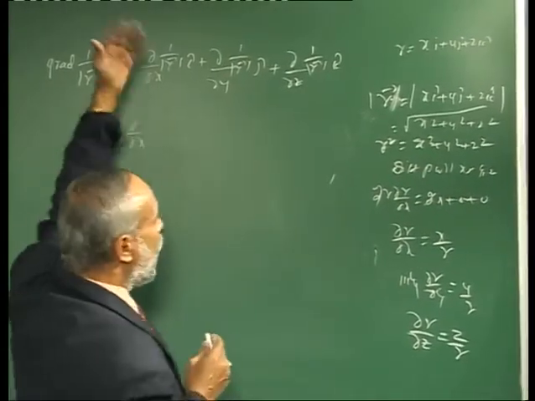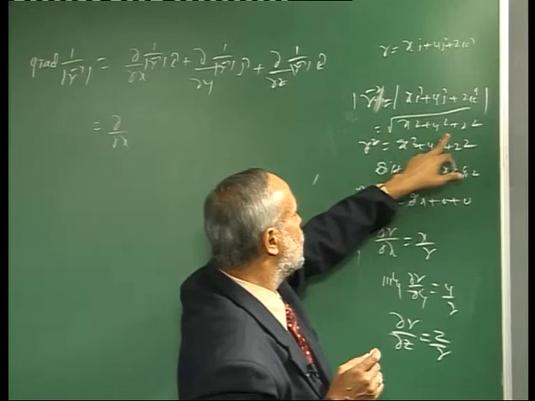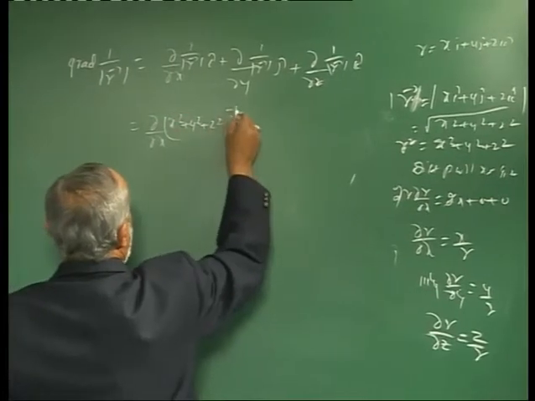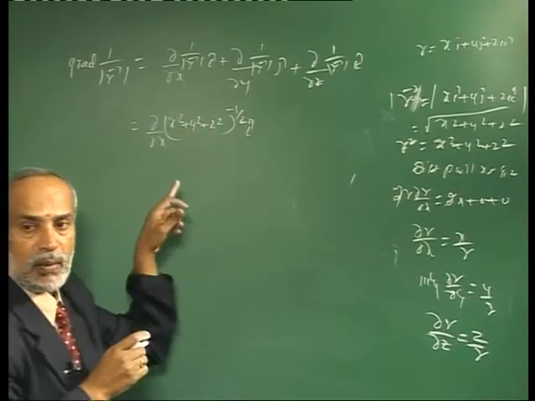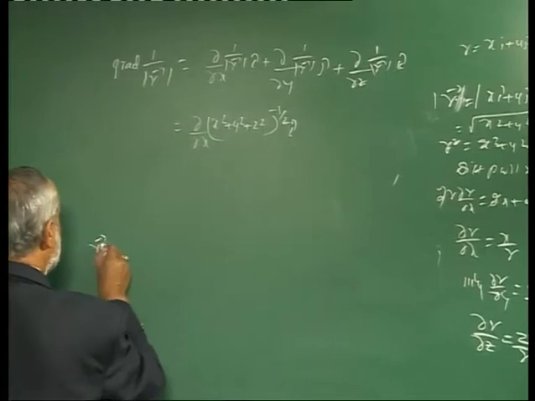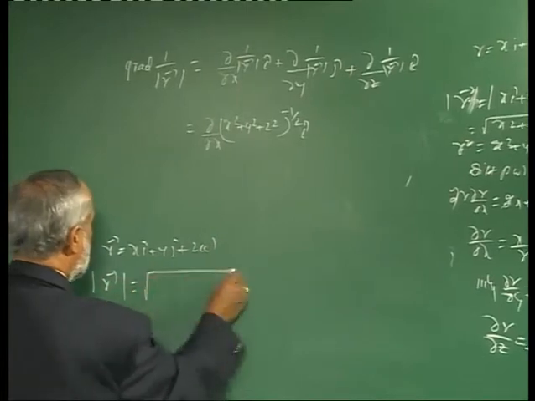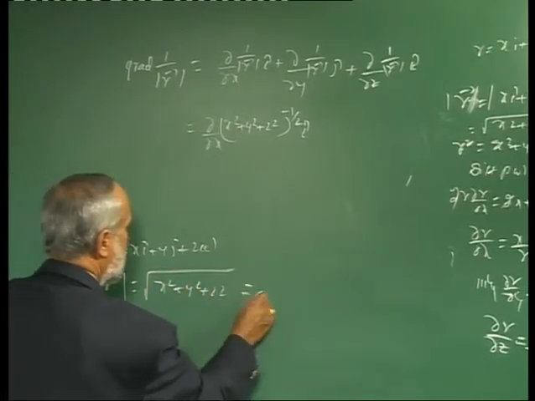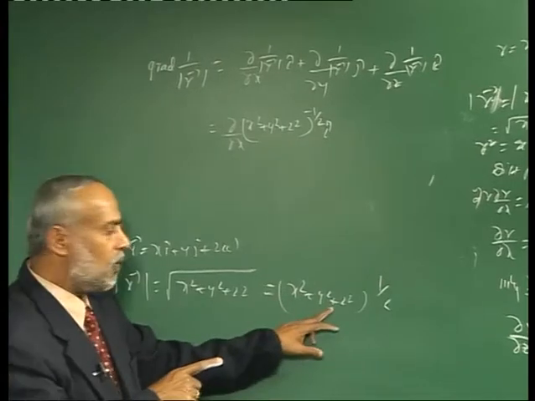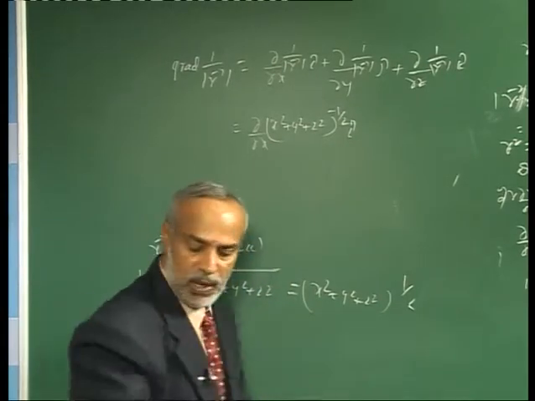You can write 1 by r vector means x square plus y square plus z square whole to the power of minus half, because r vector is given xi vector plus yj vector plus zk vector, means modulus of r vector is square root of x square plus y square plus z square. This becomes x square plus y square plus z square whole to the power of half. Then 1 by r means you can transfer upward, it becomes whole to the power of minus half.